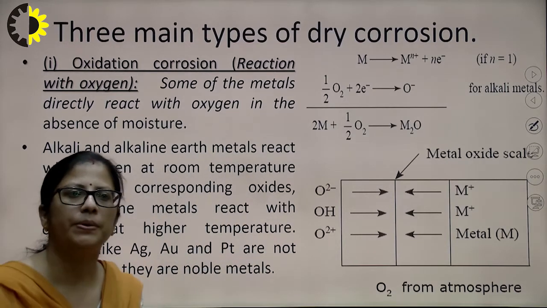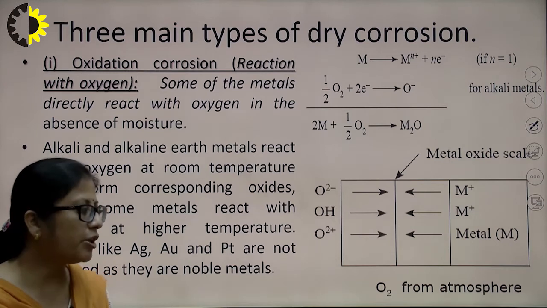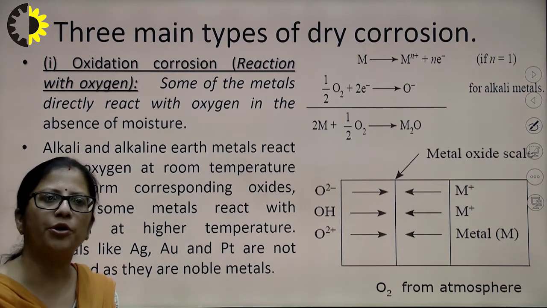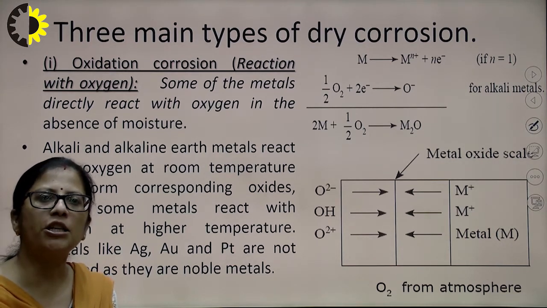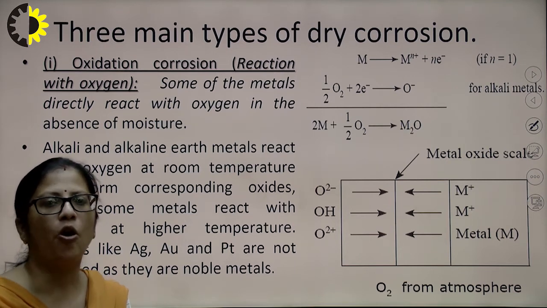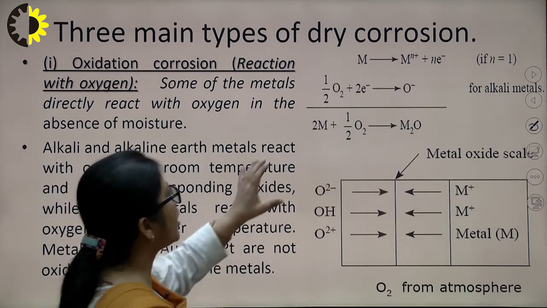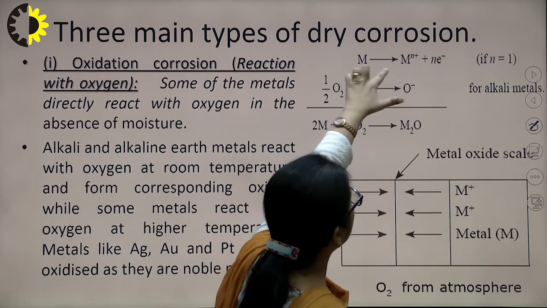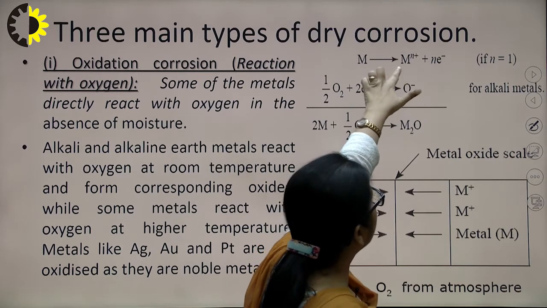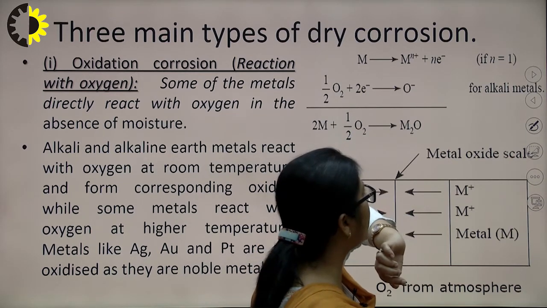Now, coming to the types of dry corrosion, there are three main types of dry corrosion. The first is oxidation corrosion, where the metal undergoes reaction with oxygen. Here you can see I am showing a reaction where a metal undergoes oxidation to produce metallic ions and a corresponding number of electrons are released.